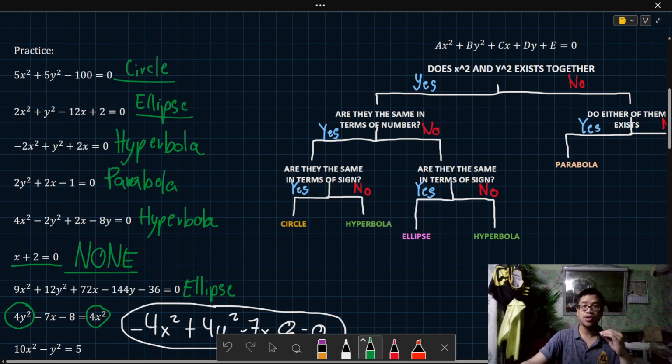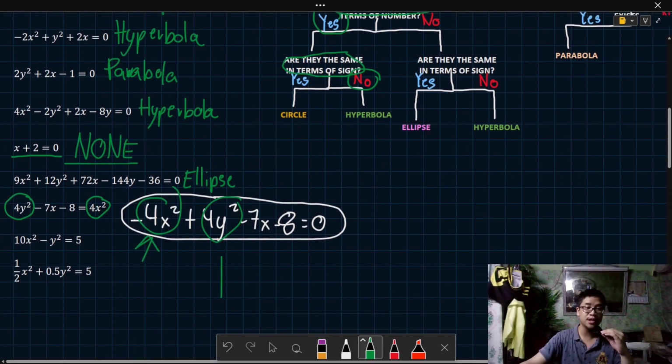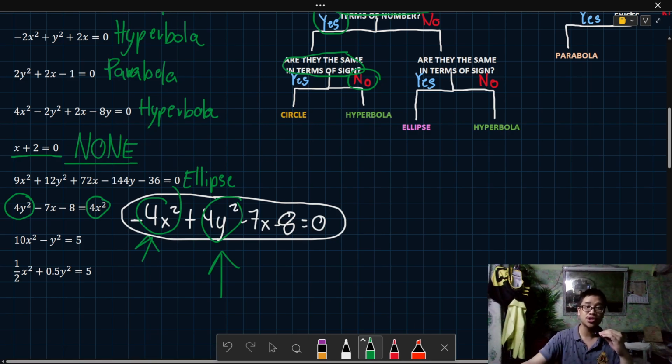yes, x squared and y squared exist together. They do. It's obvious. It's already here, right? X squared, y squared. Now, are they the same in terms of number? So just like before, it's a yes. We have 4 and 4. But are they the same in terms of sign? No, because one of them is negative, which is this one, and one of them is positive. So the answer for that question is hyperbola.